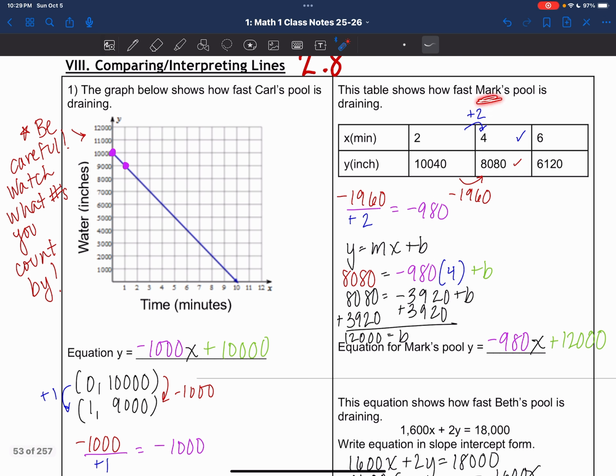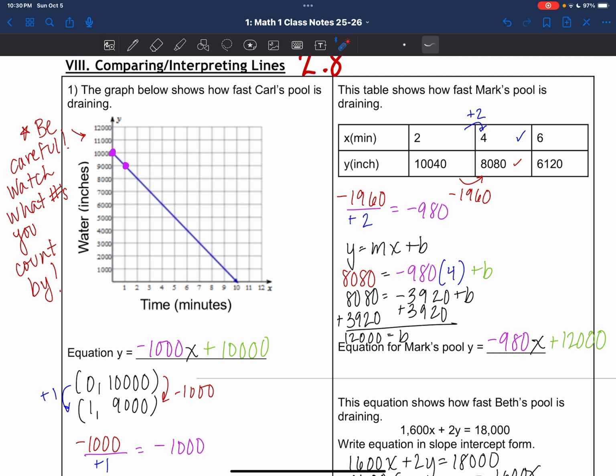And then for Mark, they gave us this table. So here they gave us a graph, here they gave us a table. So what we're going to do is find slope. You could either go this way, which is what I did, and it's y over x, and that's going to give you negative 980, or you could do ordered pairs and do the slope formula that way. So we found this. Now we could go backwards by subtracting 2, and we could go backwards by adding 1,960, or you could just plug it in and solve. Either way works, however you did that.